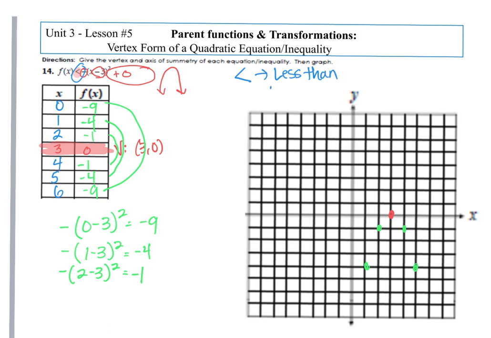So that tells me, again, 2 things. I'm having a dotted line, not solid, because I didn't have the or equal to bar. So we'll do a dotted line to connect our points. And then shading, less than. Numbers that are getting smaller are going to be below. So we are shading below the vertex.